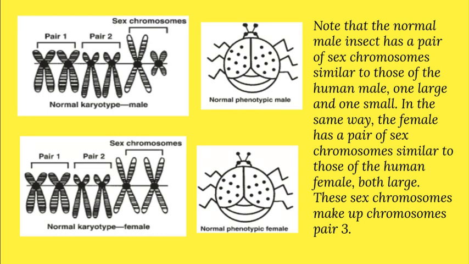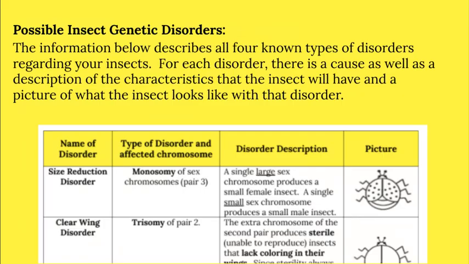You will be using these chromosomes to figure out whether the bug is a boy or a girl, but you'll also be able to figure out if they have any chromosomal abnormalities, to see if they have any disorders. Speaking of these disorders, the information below describes all 4 known types of disorders regarding your insects. For each disorder, there is a cause as well as a description of the characteristics that the insect will have, and a picture of what the insect looks like with that disorder.